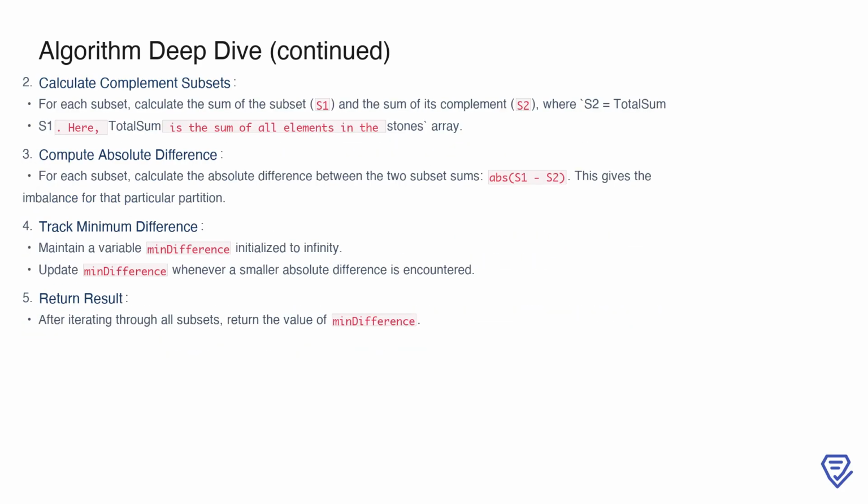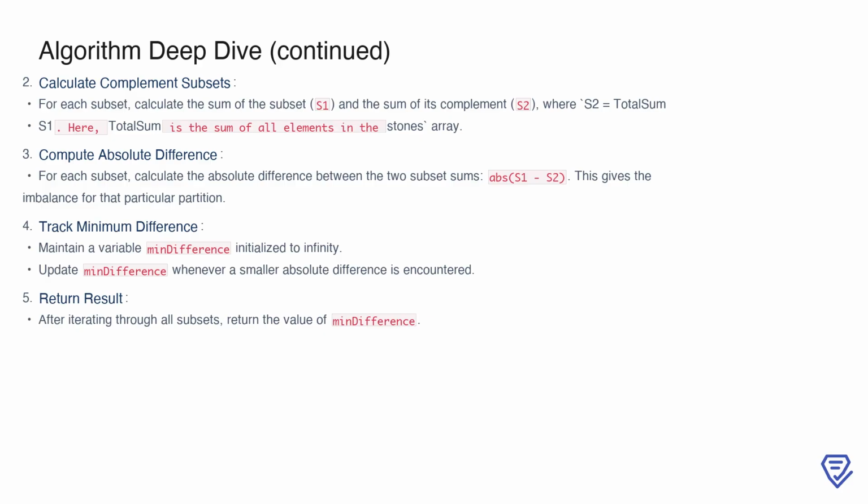Once we have generated all the subsets, the next step is to calculate the complement subsets. For a given subset, let's call its sum S1. The complement subset would include the stones not in the current subset, and its sum would be S2, calculated as total sum minus S1.